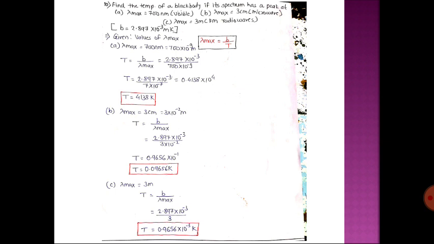All right, so what is given for the first? It is lambda max is equal to 700 nanometer and it lies in visible region. All right, so I have written lambda max is equal to 700 nanometer, so we have to convert it into meter. So it should be multiplied by 10 raised to minus 9. As you can see from this formula, T is nothing but B upon lambda max. By putting both the values, you're getting 4138 Kelvin. This is the first temperature.